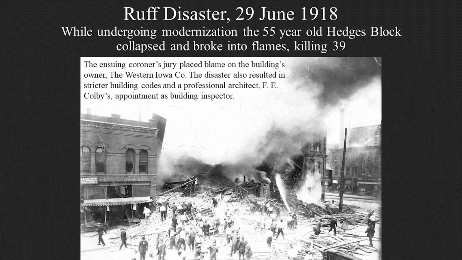Coming to a close, the Hedges block disaster of the 29th of June, 1918. While undergoing modernization, the 55-year-old Hedges block collapsed and broke into flames, killing 19 people. This was the greatest disaster in terms of loss of life in Sioux City history until the crash of United Flight 232 in 1989.